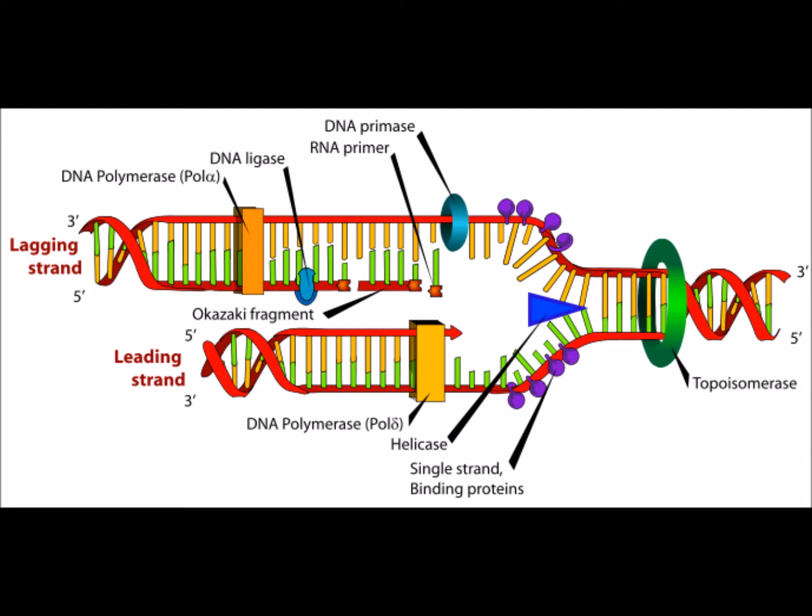Then the hydrogen bonds break and open up the helix. Then each strand of DNA acts as a template for synthesis of a new complementary strand. And finally, replication produces 2 identical DNA double helixes, each with 1 new and 1 old strand.